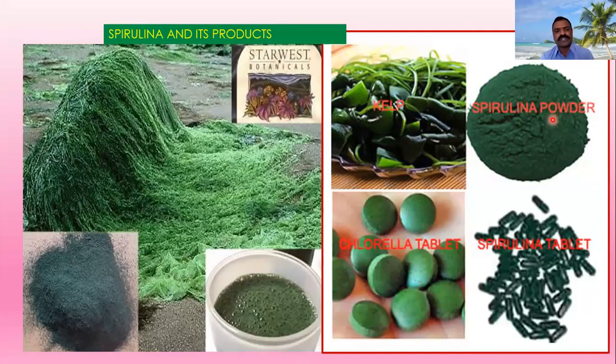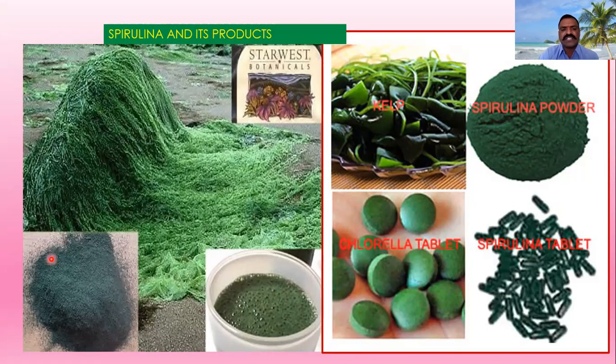See here, on the left side what we observe is the oceanic content. This is the spirulina body in wet condition, and these are the powder separated from the dry spirulina plant body. The extract of spirulina is also used directly for human consumption. See here, the right side image, my dear friends: these are spirulina tablets, these are chlorella tablets, and these are kelps. Kelp is the large body of Phaeophyceae members, and this is the spirulina powder.